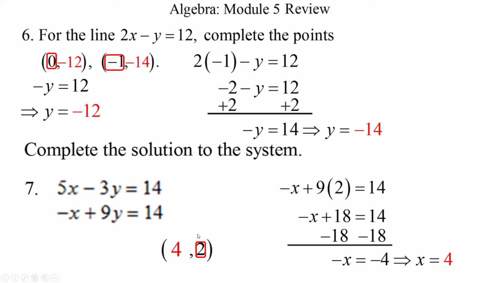Now you might check both of them, and you could probably do this right in your head. Let's find out. So does -4 plus 9 times 2 equal 14? Well, that'd be -4 plus 18, and -4 plus 18 does equal 14. And let's try it up top here. 5 times 4 would be 20, minus 3 times 2, 6, and 20 minus 6 is 14. So we know we have to be correct.